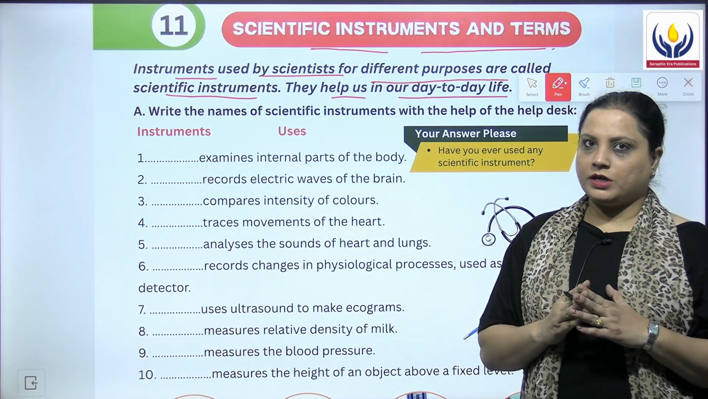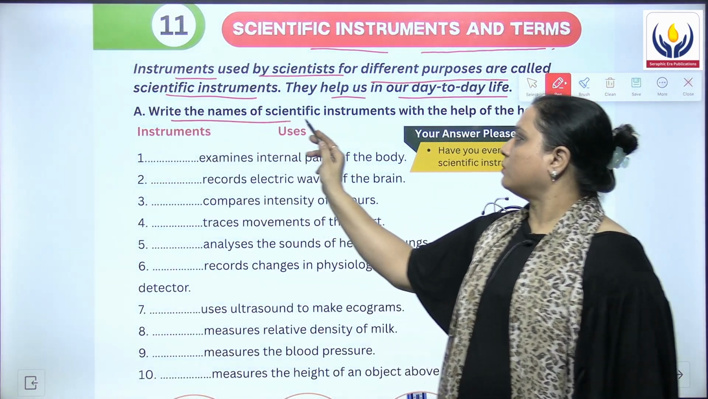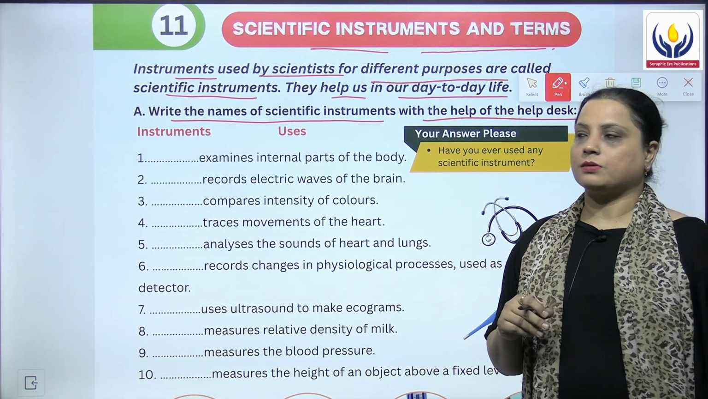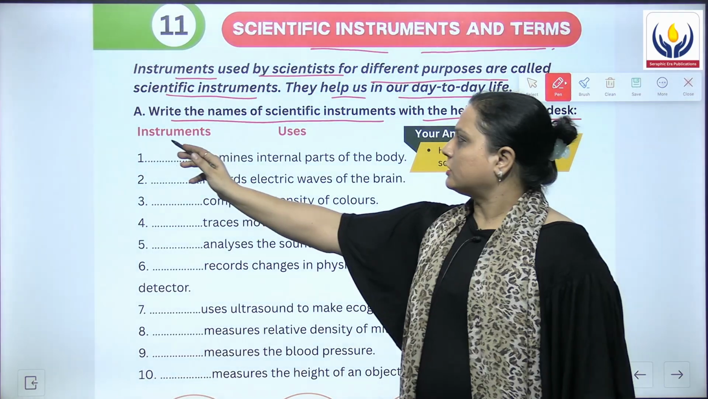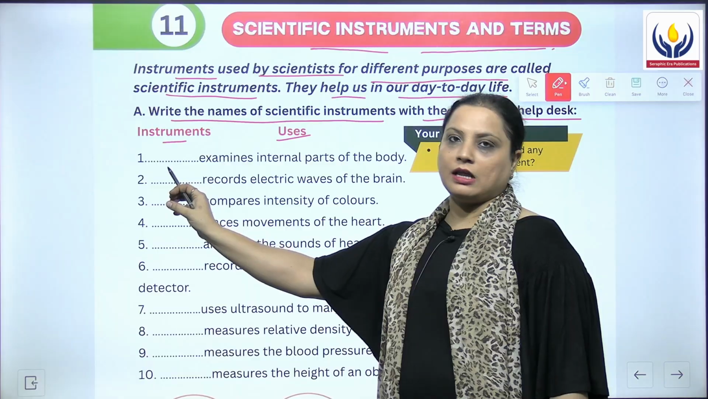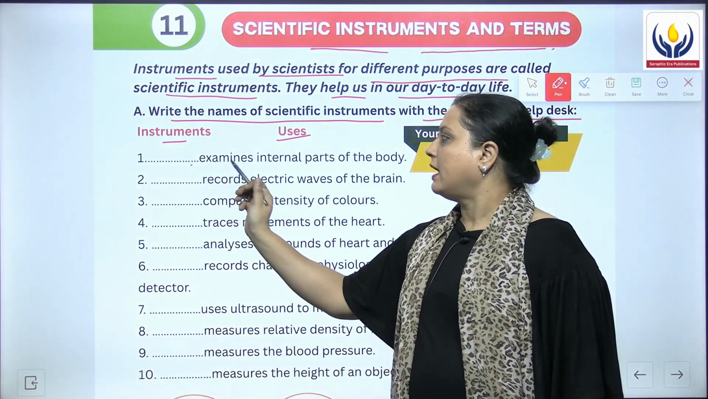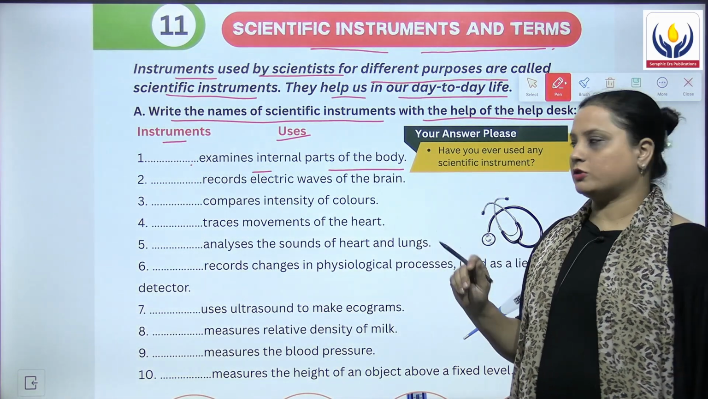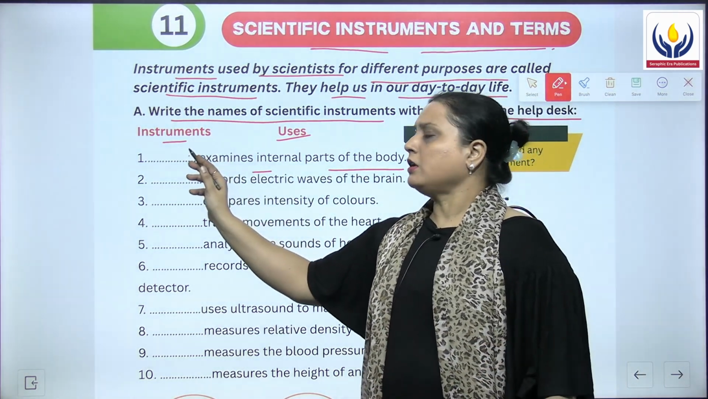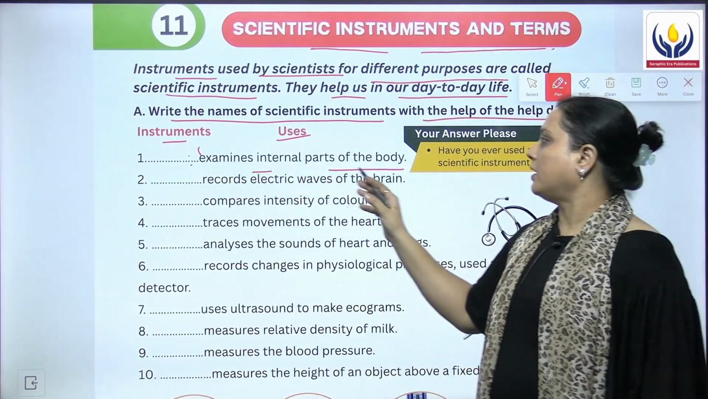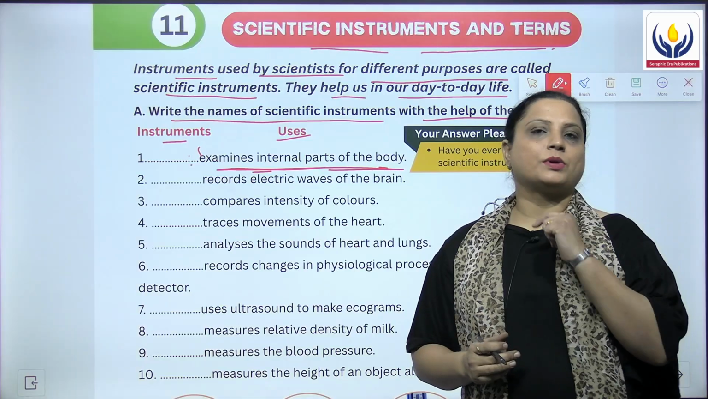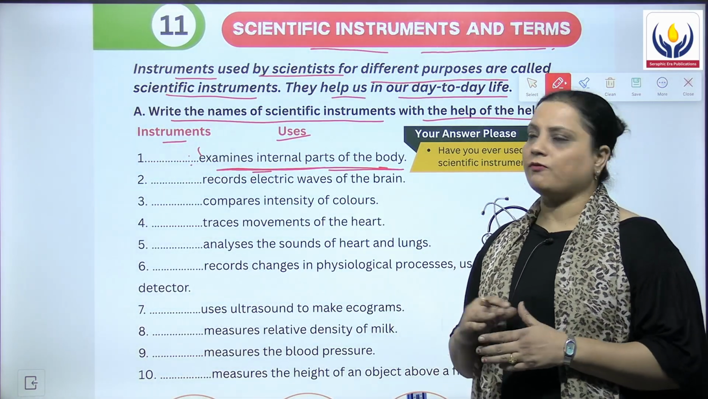Now what you have to do is write the names of the scientific instruments with the help of the help desk. Let's begin. Instruments and the uses. They are asking you by putting a fill up, that means the name of the instrument will come and this is the use of that particular instrument. Dash examines internal parts of the body. So there you will write the name of the instrument and here this is the particular use of that instrument. So let's quickly begin with the exercise and do the fill in the blanks.